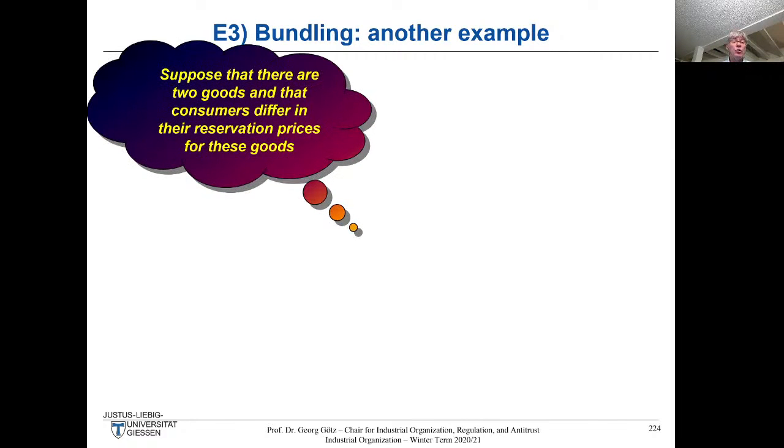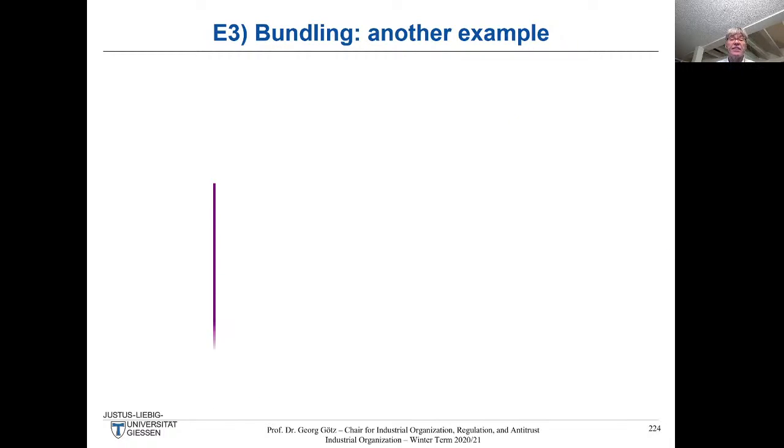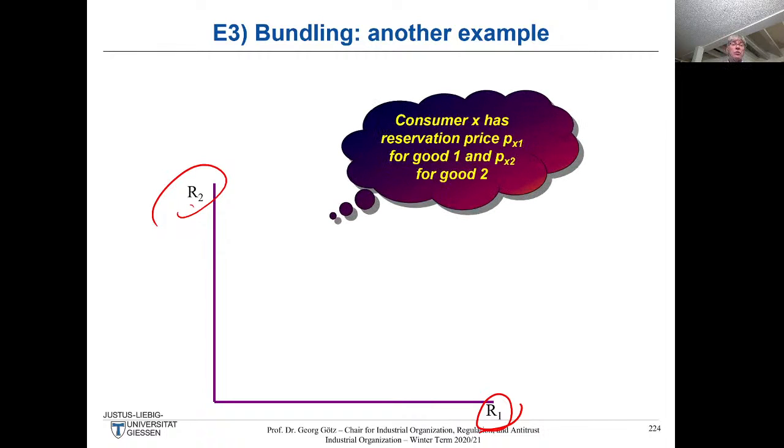Yeah, how does it look? So suppose you have two goods and you have consumers who differ in their reservation prices for the two goods. And each consumer buys exactly one unit of a good, provided that the price is less than her reservation price. Now, how many consumers do we have? We have infinitely many. They are populated all over this plane, where R1 would be the willingness to pay or the reservation price for good 1, and R2 would be the reservation price for product 2.